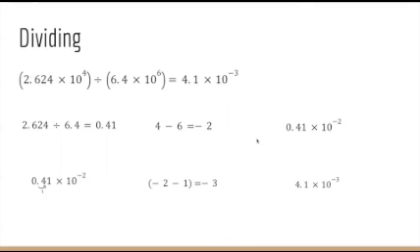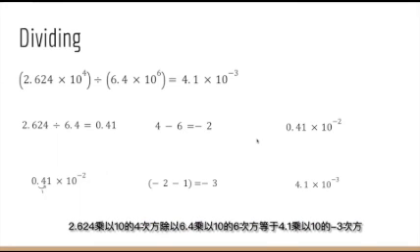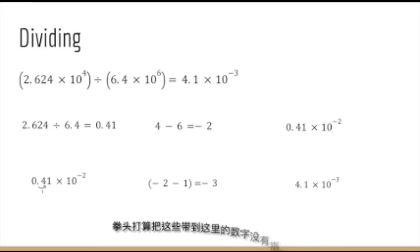Dividing. 2.624 times 10 to the power of 4 divided by 6.4 times 10 to the power of 6 equals 4.1 times 10 to the power of negative 3. First, we're going to take these two numbers over here that do not have exponents, and we're going to divide them. 2.624 divided by 6.4 equals 0.41.